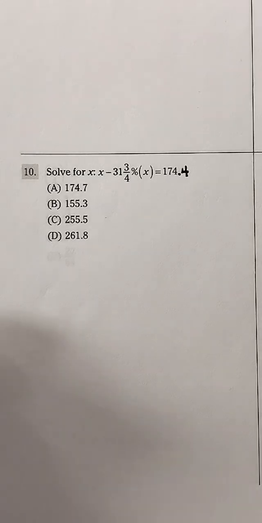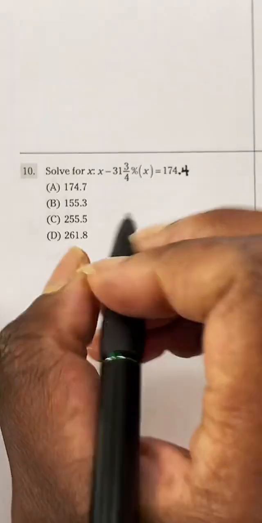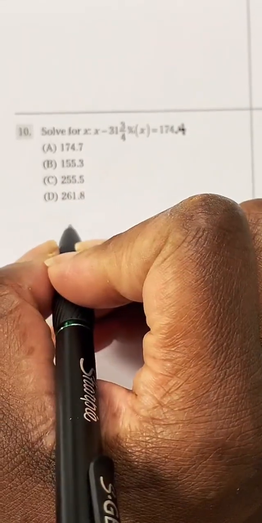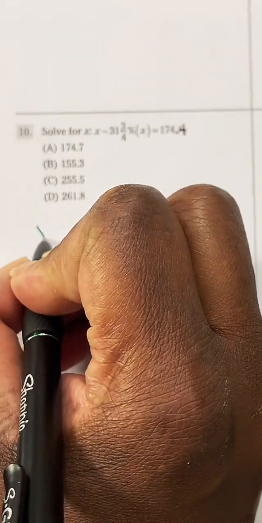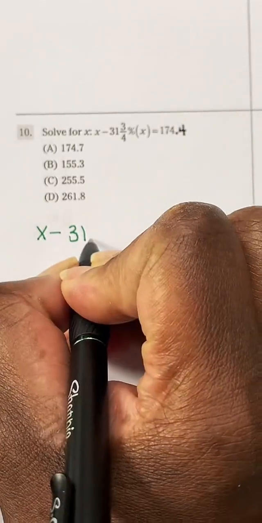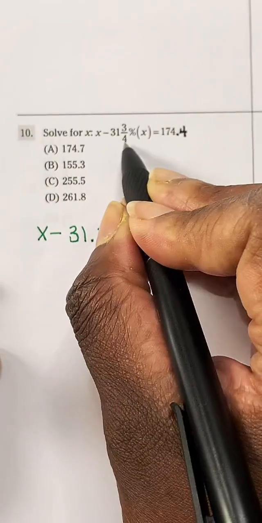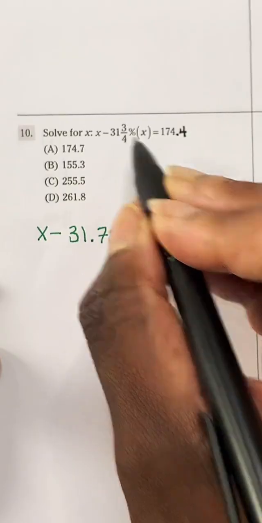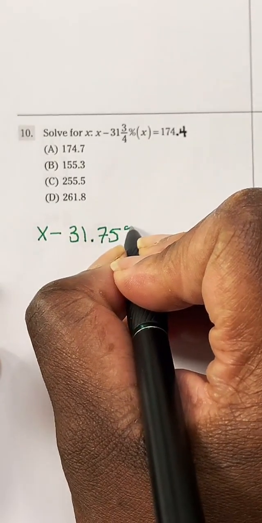First thing, we have the 31 3/4%. So let's do a little bit of movement here. I'm going to give myself some space this time. So, there we go. So we have our x minus. Now 31 3/4, that's the same as 0.75. Because 3/4 is equivalent to, say, if you think of quarters, 3 out of 4 quarters. So 75 cents. But we need to do a percent.